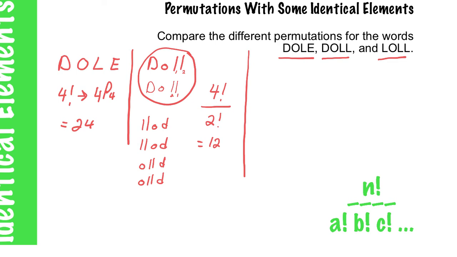Now the same concept can be applied to the word lol. In this case, 4 letters, 4 factorial ways. But because you have 3 of the same, you divide that out, and that equals 4.